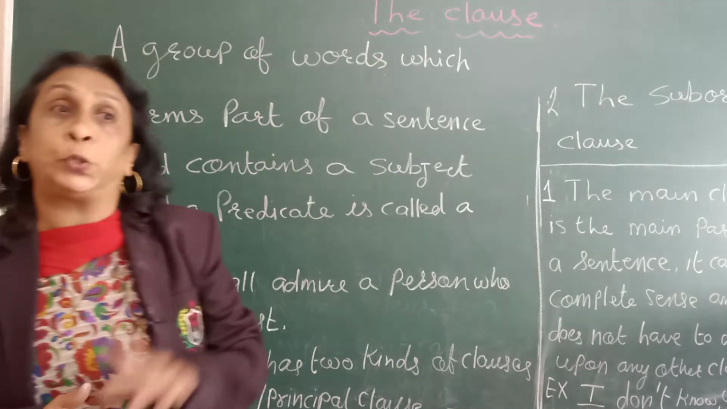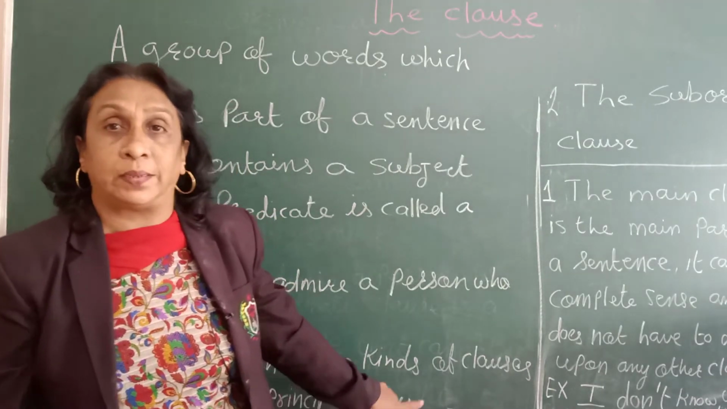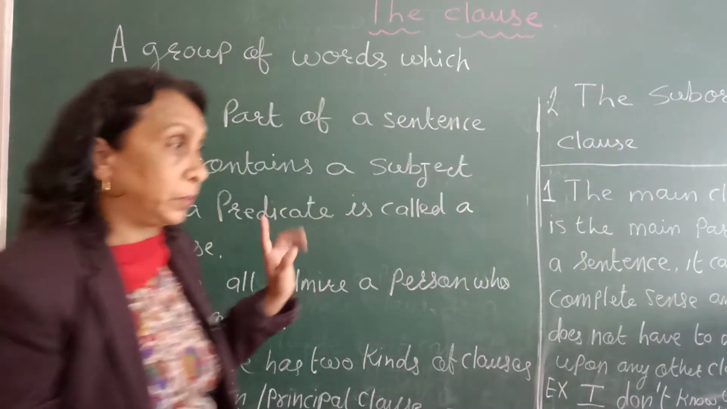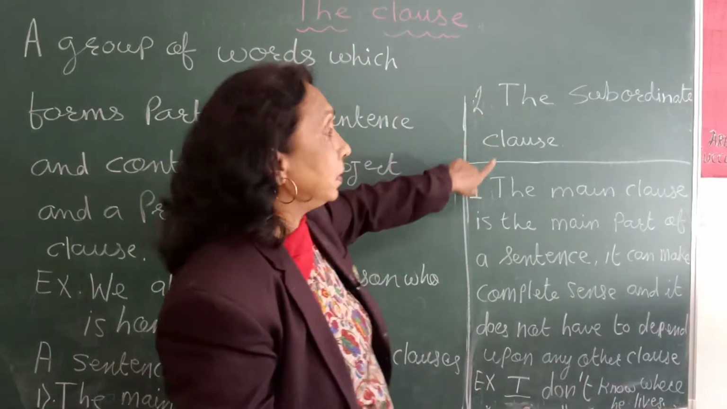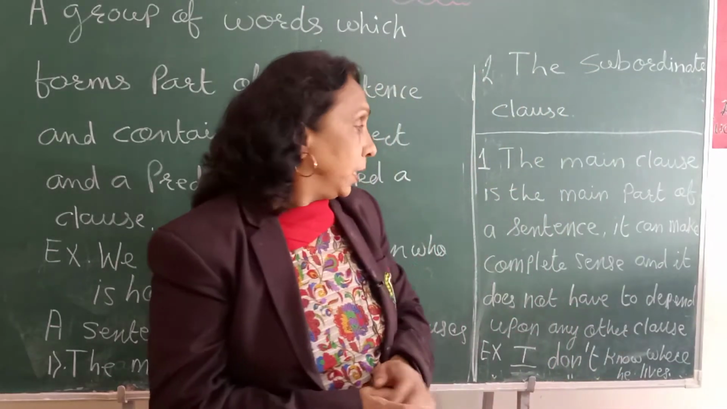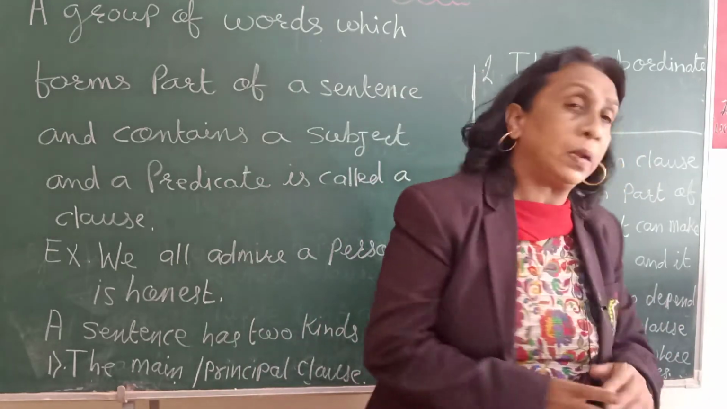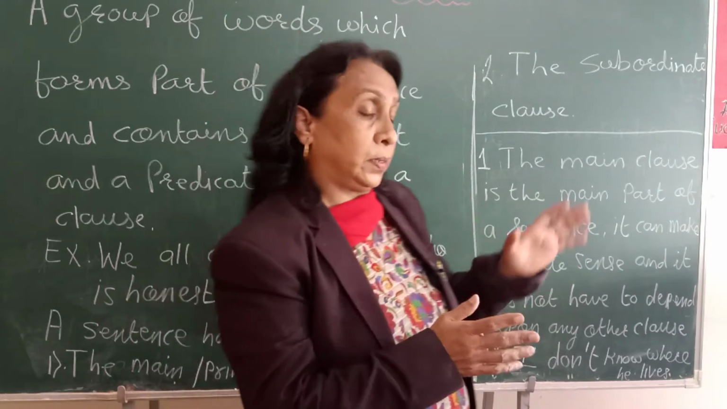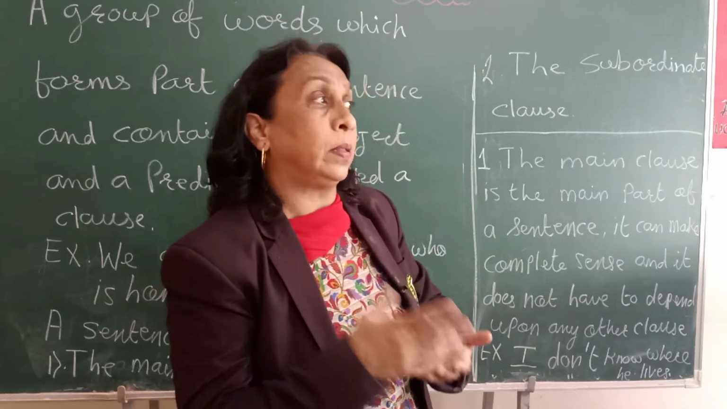Now a sentence has two types of clauses. First one is the main clause, also called the principal clause. And the second is the subordinate clause. Now the main clause is the main part of a sentence. It can make complete sense and it does not have to depend upon any other clause. When we write a sentence and understand it clearly, we say it is a main clause. It does not have to depend upon anyone to get the clear meaning.